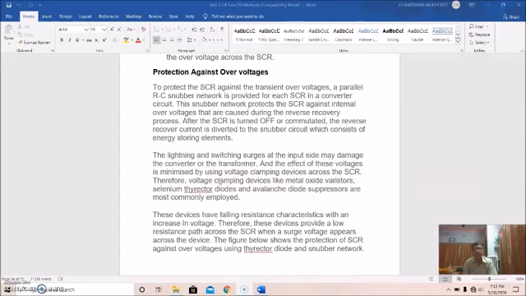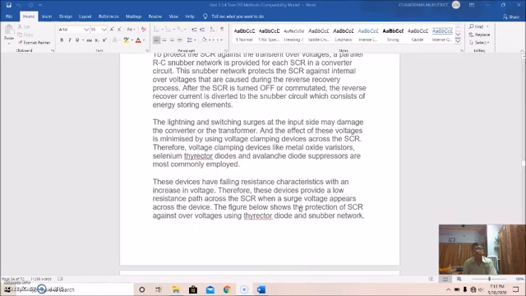The lightning and switching surges at the input side may also damage the converter or the transformer. The effect of these voltages is minimized by using voltage clamping devices across the SCR. Therefore, voltage clamping devices like metal oxide varistors, selenium thyrector diodes, and avalanche diode suppressors are most commonly employed. These devices have falling resistance characteristics with an increase in voltage. Therefore, these devices provide a low resistance path across the SCR when a surge voltage appears across the device.